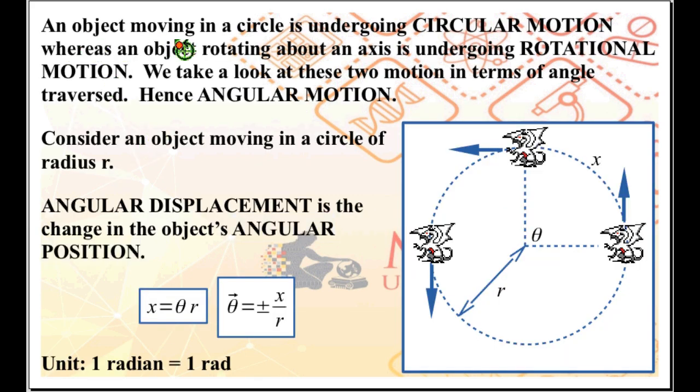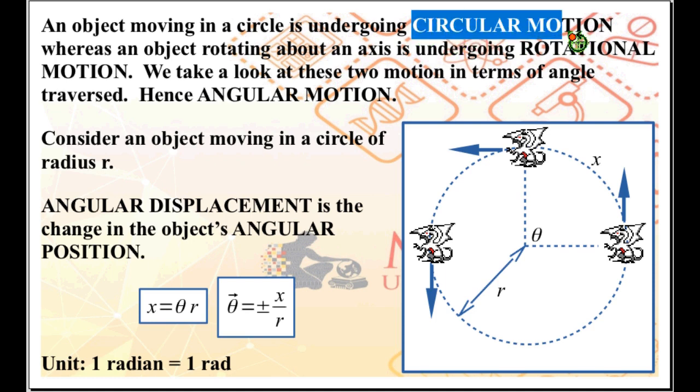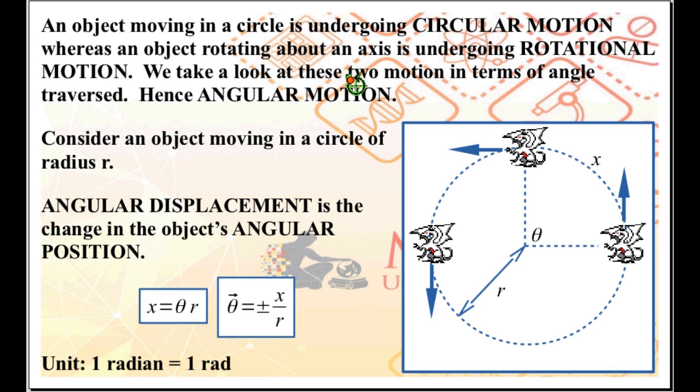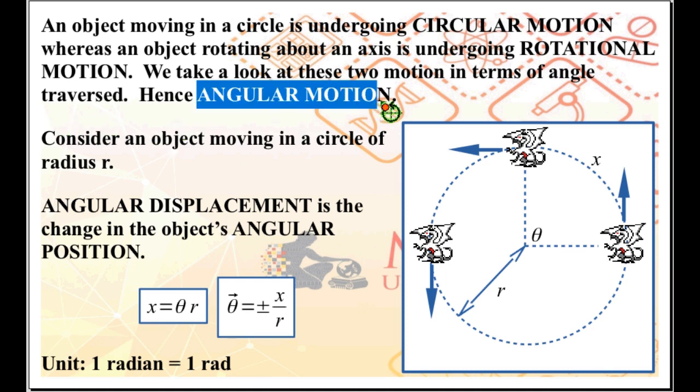An object moving in a circle is said to be undergoing circular motion, whereas an object rotating about an axis is said to be undergoing rotational motion. Regardless of whether you have circular motion or rotational motion, we take a look at these two kinds of motion in terms of angle traversed. Hence, we have what is referred to as angular motion.